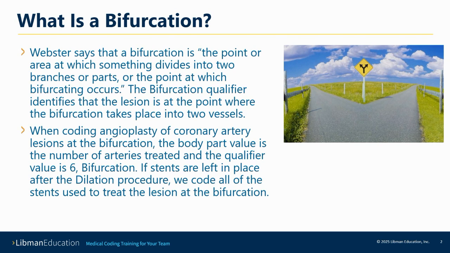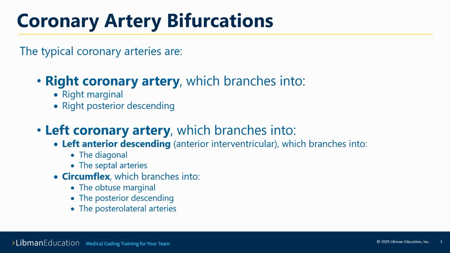Where are these bifurcations located is probably your next question. Here is a list of the most common bifurcation spots. This list gives you the names of the arteries as they branch. There are others, but they are very small and not often involved in the procedures. In addition, not all patients have this exact coronary artery configuration. There are variations.